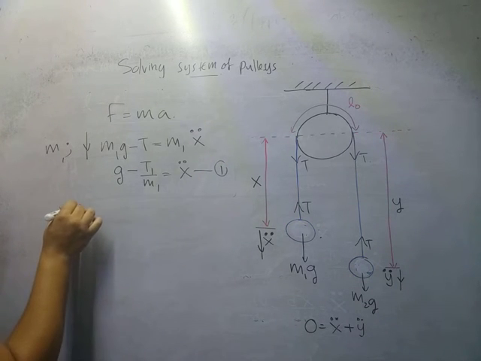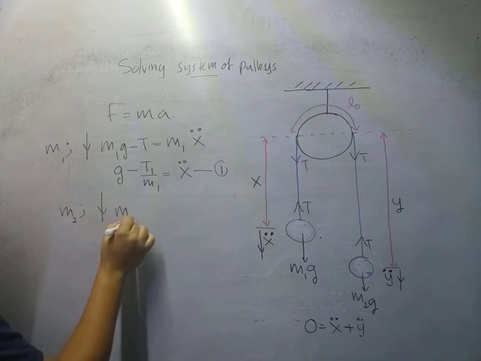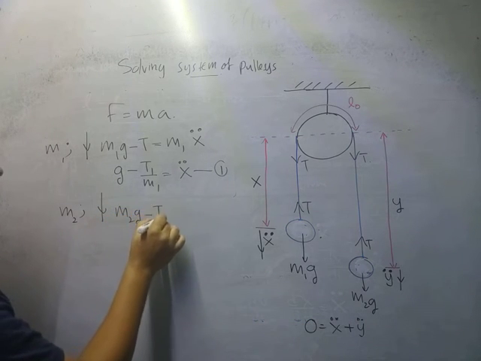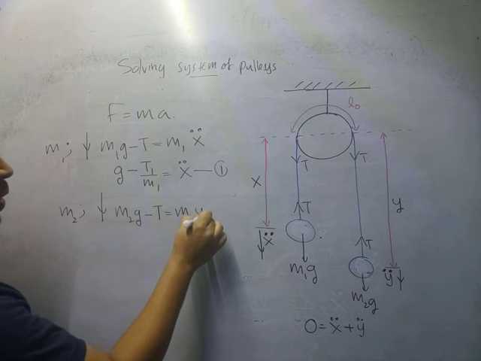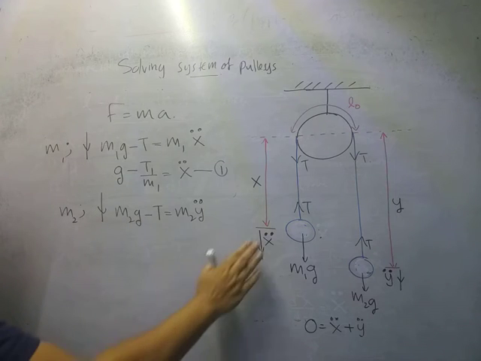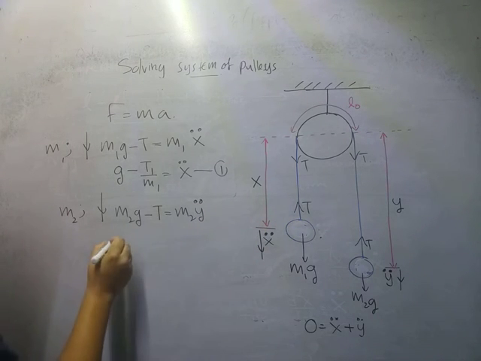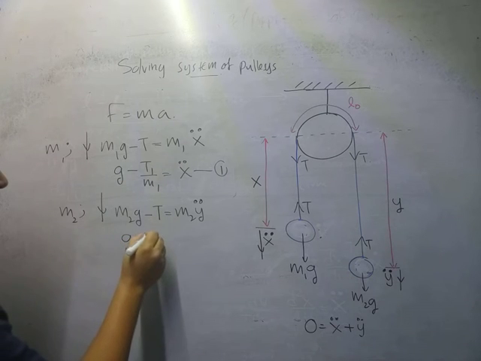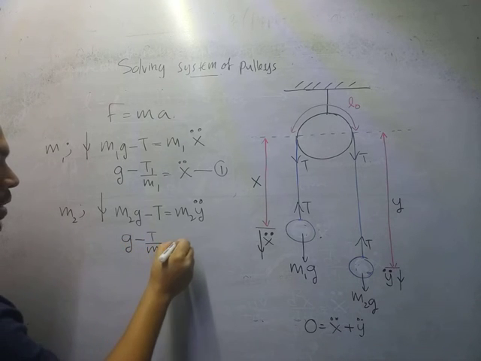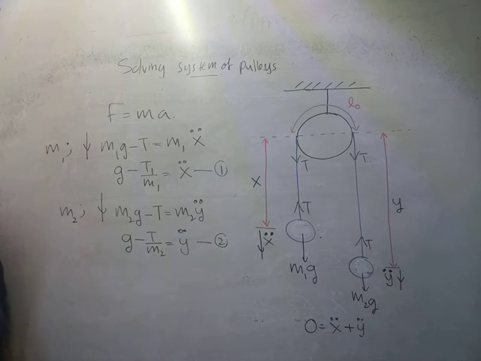Then for m2, downwards again we have m2g minus T equals m2 y double dot, y double dot is the acceleration. Now we don't use small f, simple F, capital F, no. Now I divide this by m2, then g minus T over m2 equals y double dot, which is the second equation.